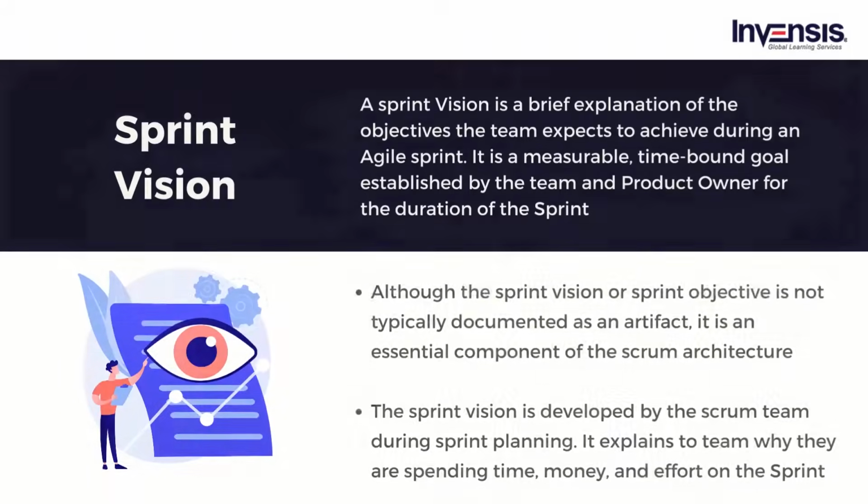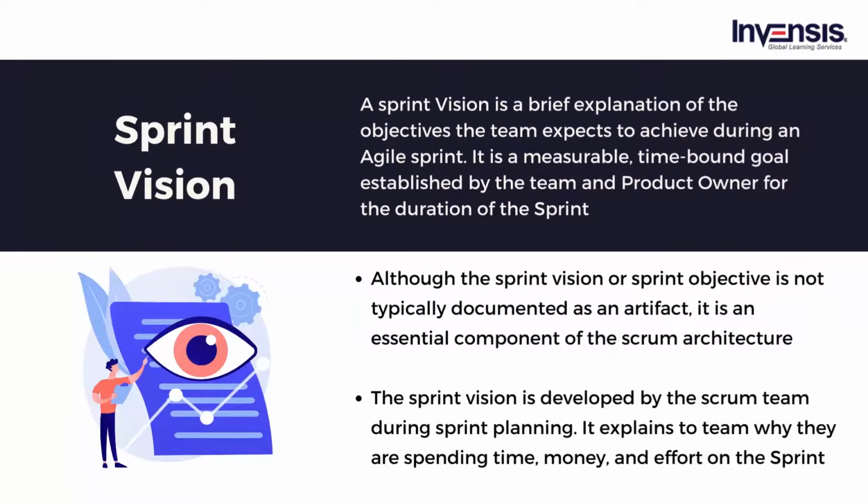Let us now go on to the next Scrum artifact. Sprint vision. A sprint vision is a brief explanation of the objectives the team expects to achieve during an Agile sprint. It is a measurable, time-bound goal established by the team and product owner for the duration of the sprint. Although the sprint vision or sprint objective is not typically documented as an artifact, it is an essential component of the Scrum architecture. The sprint vision is developed by the Scrum team during sprint planning. It explains to the Scrum team why they are spending time, money, and effort on the sprint.